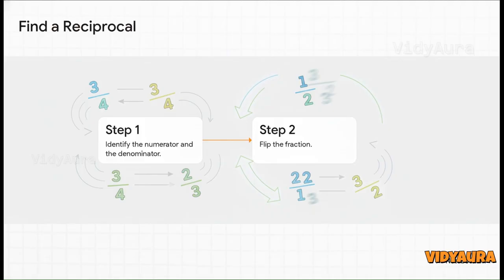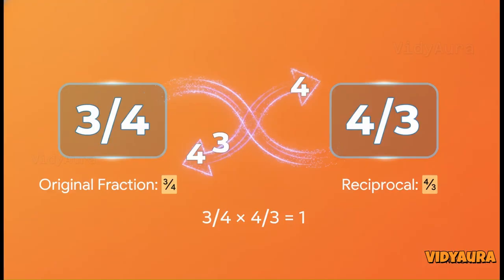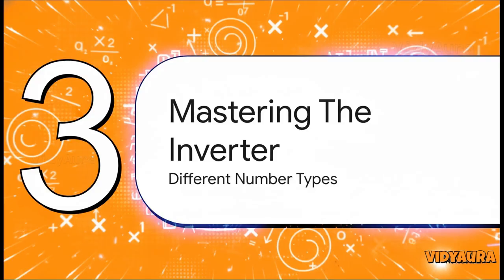So how do you actually find the reciprocal of a fraction? You're going to love this. The process is just so simple. You just flip it. Seriously, the top number goes to the bottom and the bottom number goes to the top. That's literally all there is to it. So for example, the reciprocal of 3/4 is, you guessed it, 4/3. And it makes perfect sense, right? If you multiply them together, you get 12 over 12, which is just 1. See? It works.